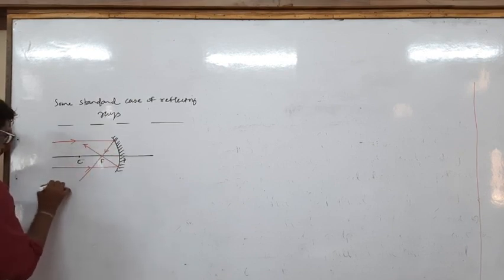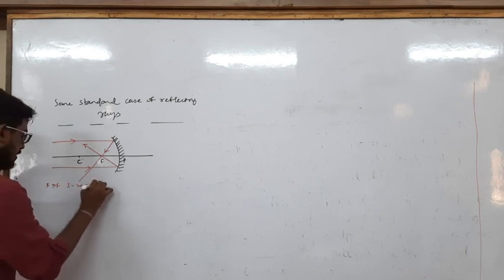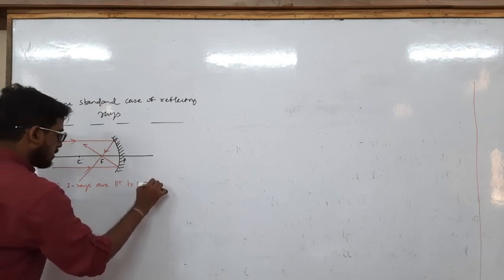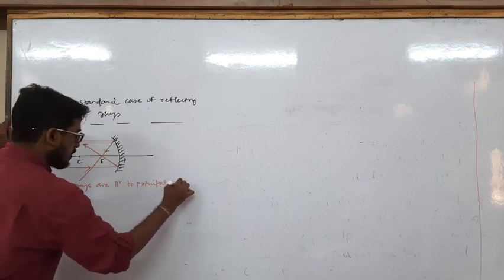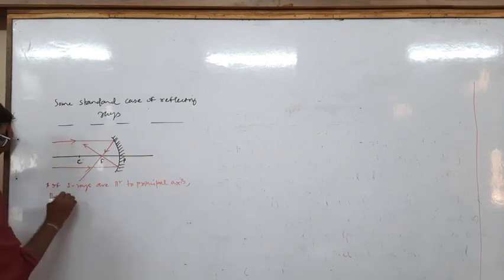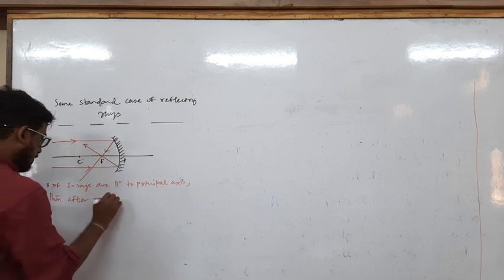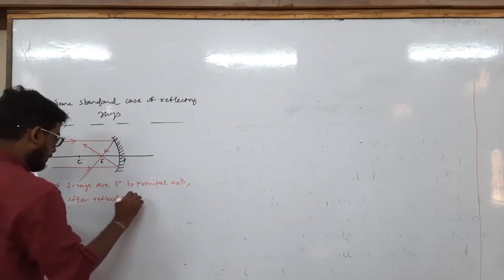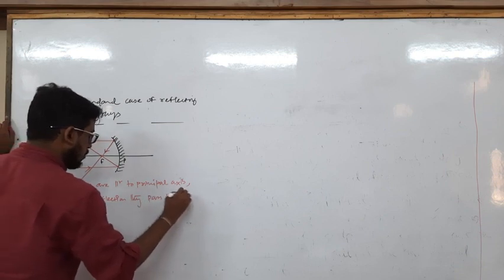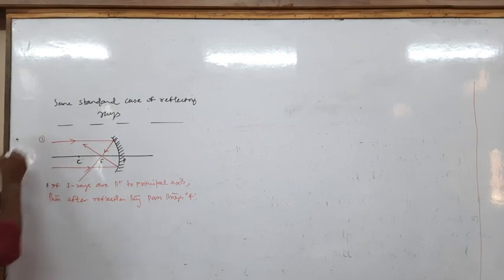So you have to remember, if incident rays are parallel to the principal axis, then after reflection they pass through the focus. Clear? This is one case.